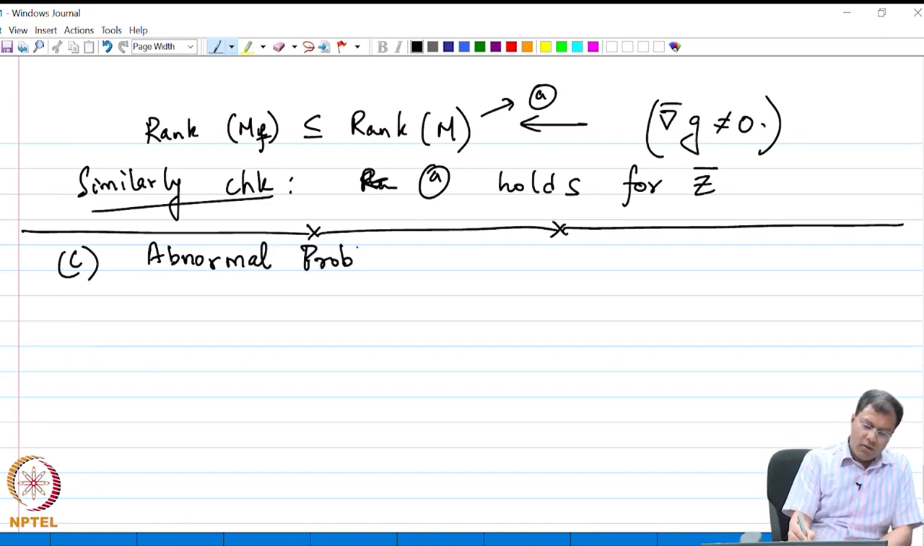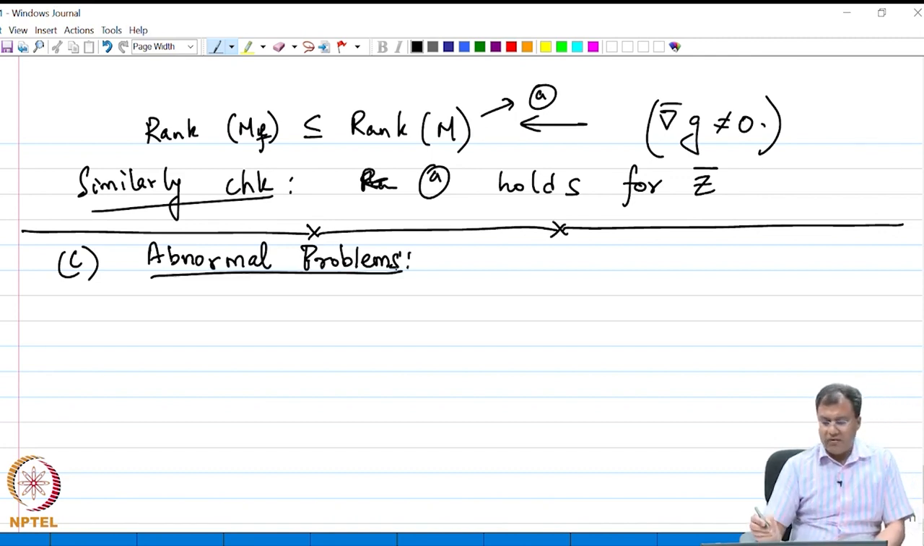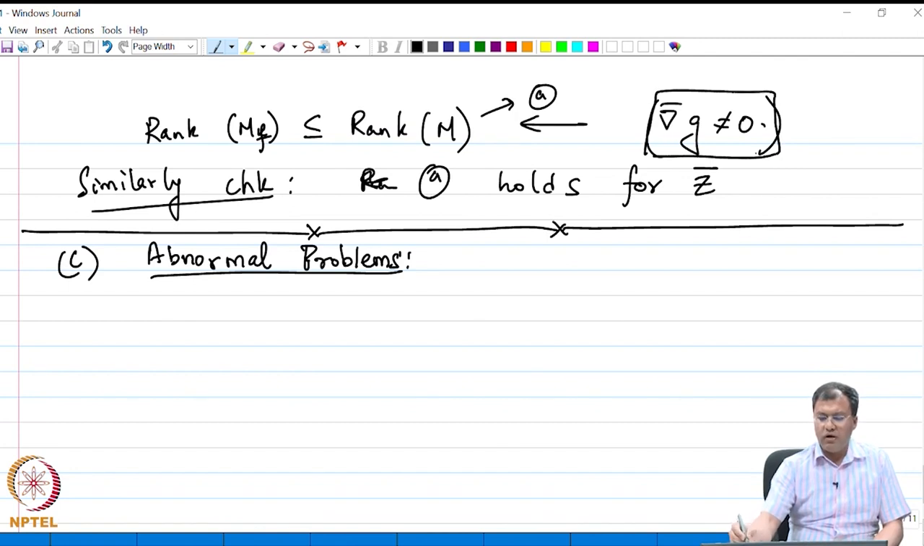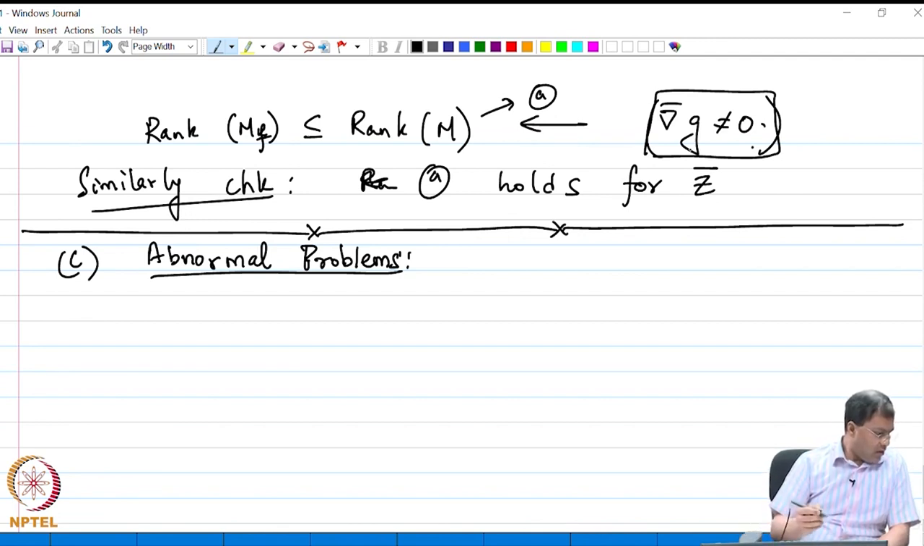Abnormal problems. Now, what are these class of problems? Of course, we have seen that throughout our lecture discourse, we have assumed this following constraint, right. This is what we have assumed so far, right. How about when this is not true? That is, the grad g, the gradient of the constraint, is 0, and then we will see that we run into some troubles.